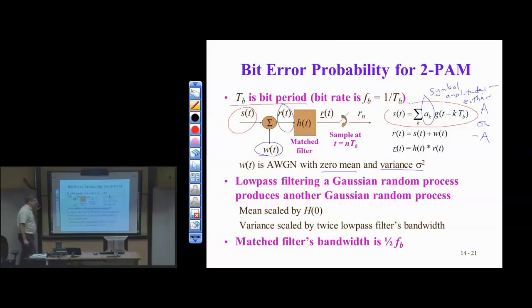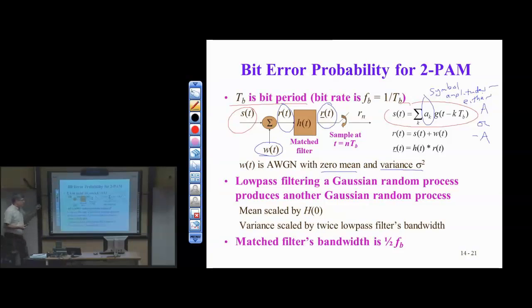The output of the matched filter is simply the convolution. So the output is R of t. This is just a convolution of the impulse response of the matched filter and the received signal. Now, a couple of things that are from the handout I'll give you on Friday, and I derived the second one on the next slide.